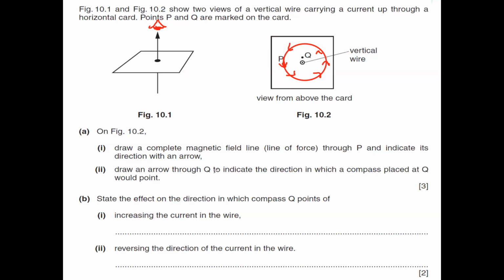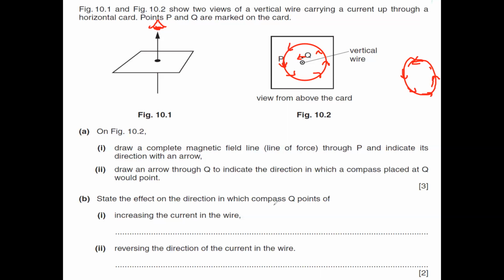Then draw an arrow through Q to indicate the direction of the compass needle. Because if there is another magnetic field line here, how will the compass needle point? We don't need the complete line. We just need the compass needle direction. So it will be in this manner, because the magnetic field is circular around. So the compass needle shows the direction of the magnetic field, and it continuously changes in a circular magnetic field.